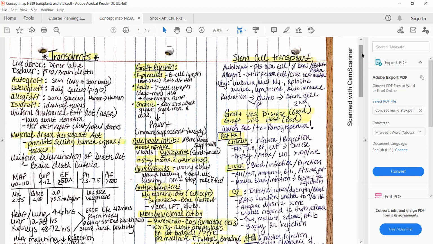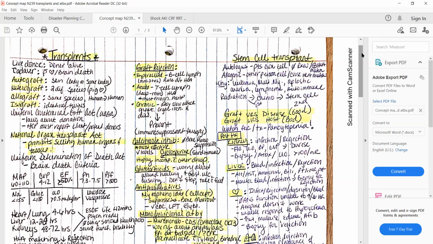Now, this is why we do a brain death criteria, because if they have cardiac death, then we can't take major organs. We can take tissue, but we can't take major organs. But with brain death, we can take major organs.